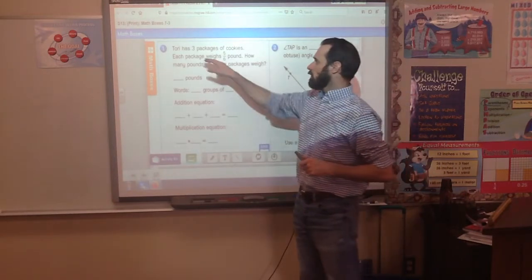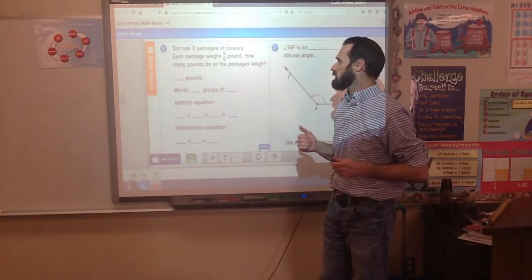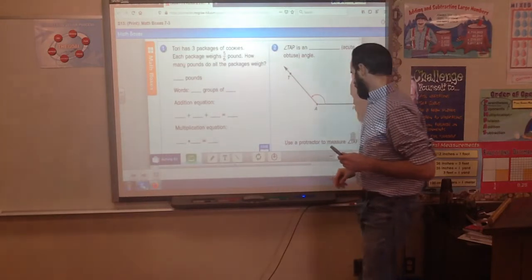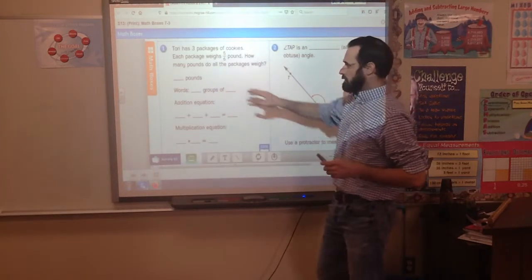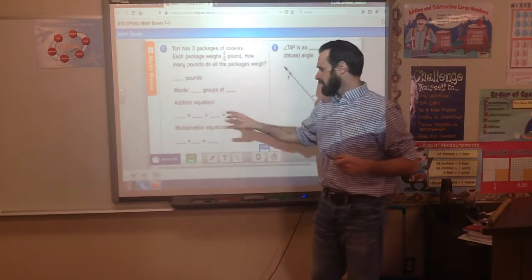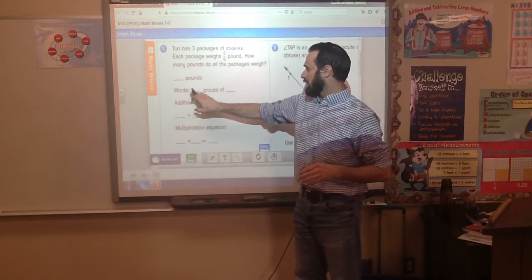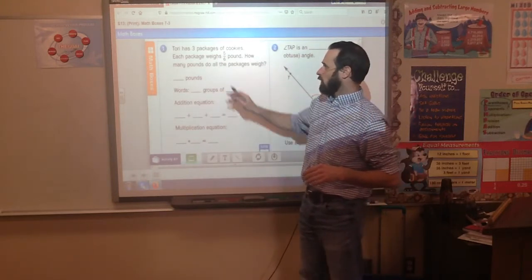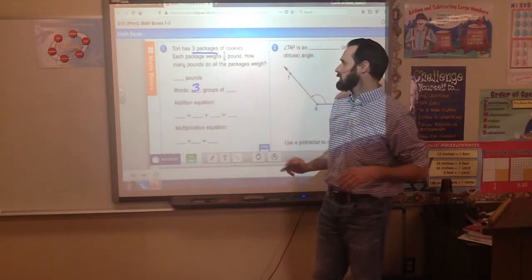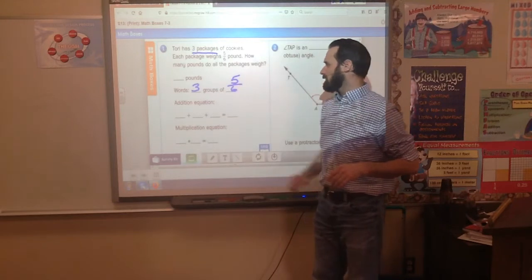So, number one, Tori has 3 packages of cookies. Each package weighs 5/6 of a pound. How many pounds do all the packages weigh? So this is going to be your answer eventually, but we need to do all this work. In words, we have blank groups of blank. Well, we have 3 groups because we have 3 packages, and those packages each weigh 5/6 of a pound.